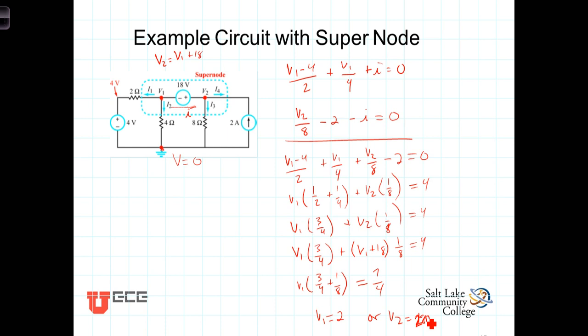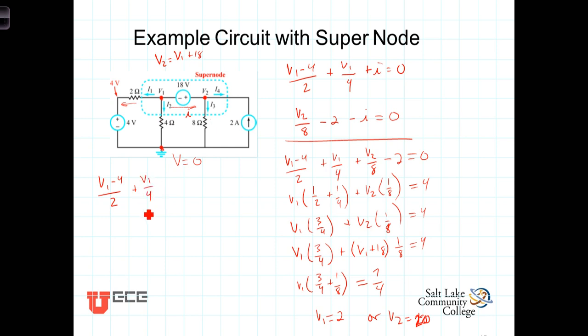Notice, now that we've done this, let's go back to the circuit and look at this supernode as one single node and add the currents that are leaving the supernode. Starting on this side of the supernode, we have a current leaving in this branch here, which we know to be simply V1 minus 4 divided by 2. Add to that the current leaving the supernode coming down here through the 4-ohm resistor, which is V1 divided by 4.